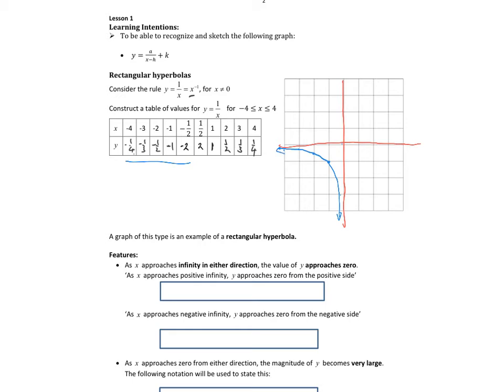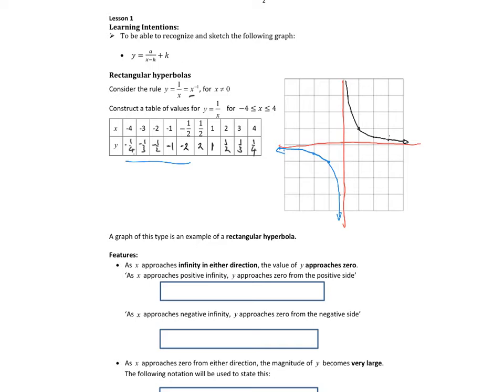If we consider the other half of our graph, again, the point 1, 1. If I go to x equal to 2, I get a half, x equal to 3, I get a third, x equal to 4, I get a quarter. So again, the graph gets smaller and smaller and approaches the axis. If x is a half, I get 2. If x is a third, I get 3. If x is a quarter, I get 4. And my graph goes up closer and closer. So that's my general shape.